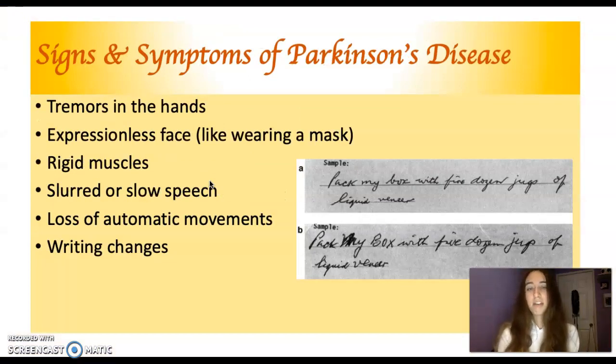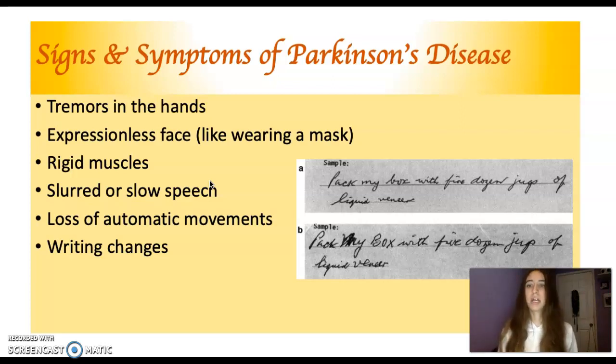Signs and symptoms of Parkinson's disease. First, symptoms start on one half of the body. So let's say they were not diagnosed. They started having symptoms on the right-hand side of the body. The right-hand side will always be worse than the left-hand side with these symptoms.